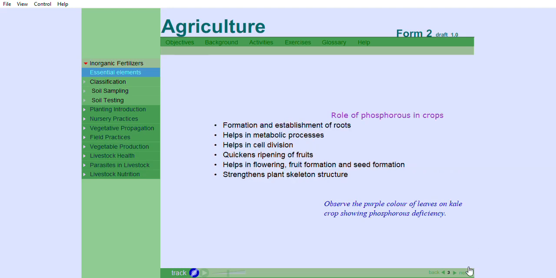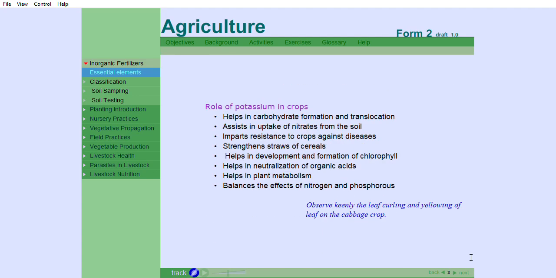Role of phosphorus in crops: formation and establishment of roots, helps in metabolic processes, helps in cell division, quickens ripening of fruits, helps in flowering, fruit formation, and seed formation, and strengthens plant skeleton structure. Observe the purple color of leaves on kale crop showing phosphorus deficiency.